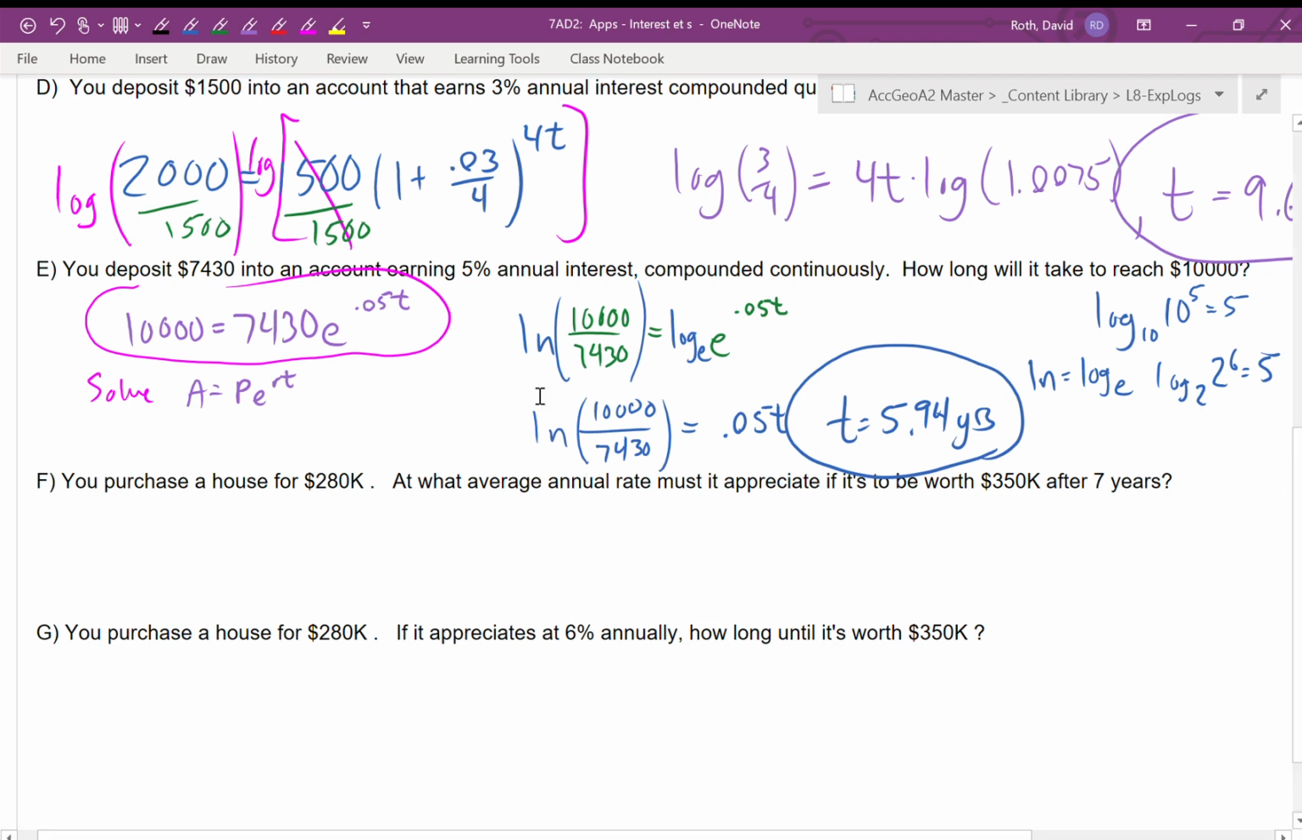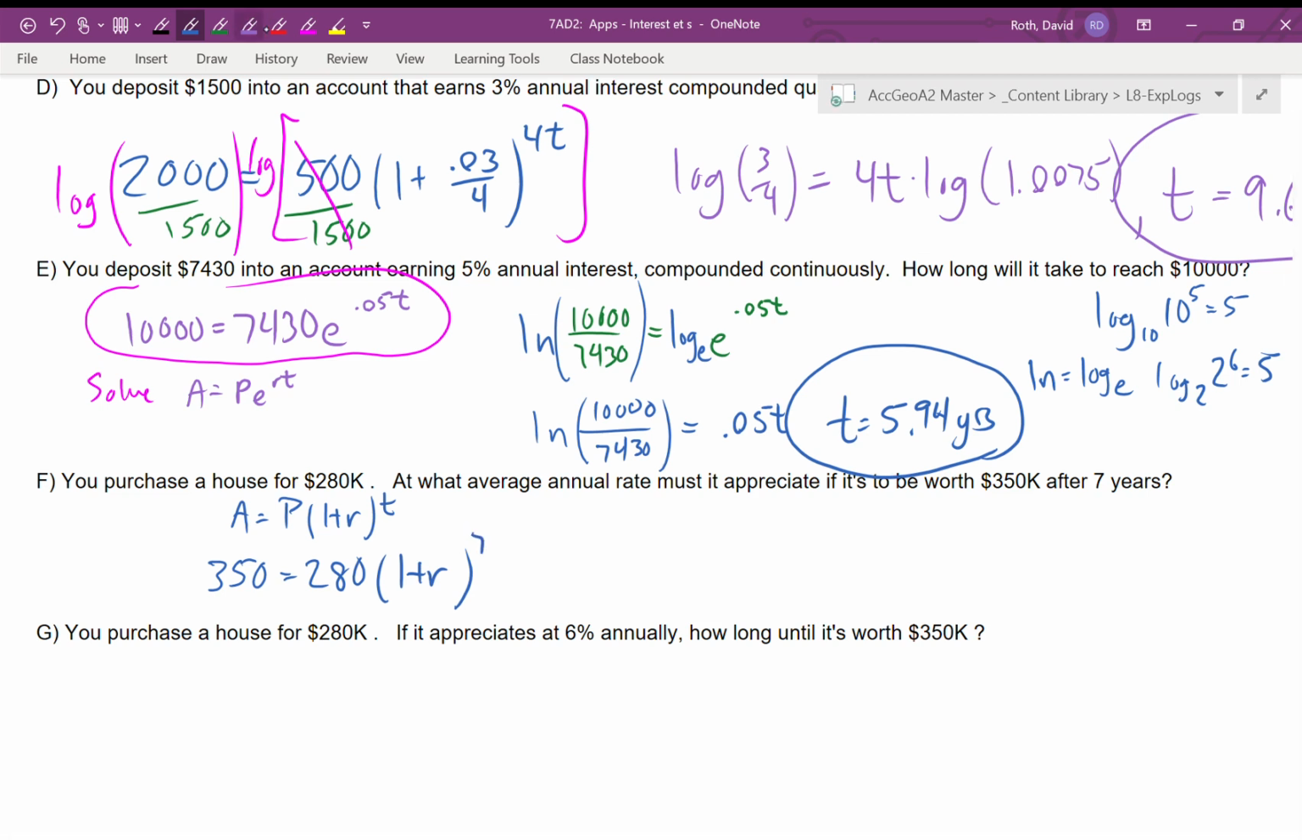So this is actually the simplified version of A equals P times 1 plus r to the t power. I don't need the divided by n and the nt. Or if you want to use the general formula, just consider n to be 1. So 350. Notice I can work in thousands. I don't need to have all those zeros there. It doesn't matter. 280 times 1 plus r. Don't know r. t is 7.